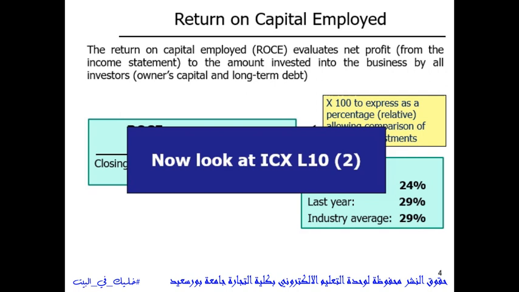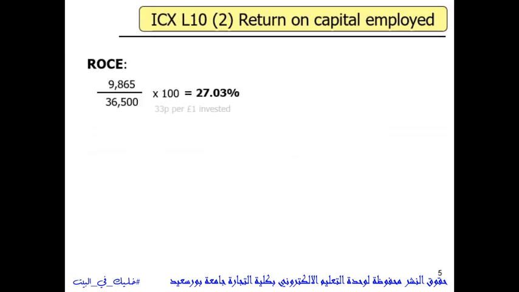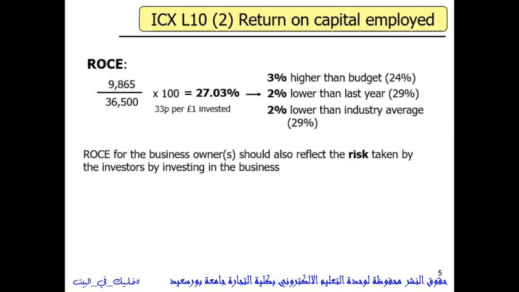Similar to the profitability, he gave you from the same statement of financial position and the income statement of the previous exercise. He required you to calculate the return on capital employed ratio and to comment on your results. As we said before, the return on capital employed equals net profit divided by closing capital plus long-term debt multiplied by 100. We achieved 27%, which is higher than the budget by 3%, lower than last year by 2%, and lower than the industry by 2%.